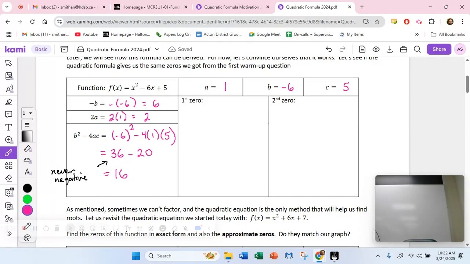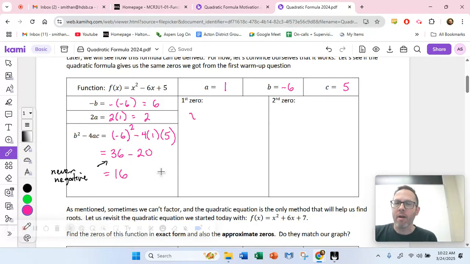All right, so we're ready to find our first x-intercept. The quadratic formula says, and this is how I like to do it, I like to put x1 for my first 0. The formula says you take the negative of b, so we found that to be 6. And then to get one answer, you add the root of b squared minus 4ac, we got 16. And then you divide that by 2 times a, which is 2.